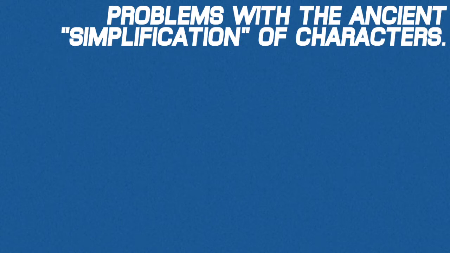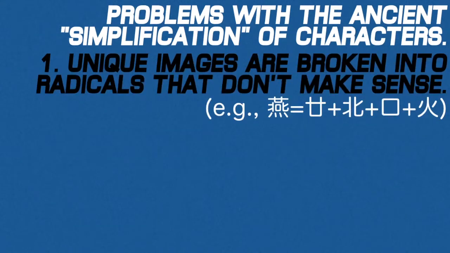So, the ancient simplification of characters presents a few different problems for modern students. As we saw in the first example, unique images that actually show the meaning of the word and might be easy to remember have been broken down into a series of smaller symbols that don't make any sense at all. In these cases, there's no analysis of the symbols that will tell you the sound or meaning of the word. The radicals genuinely don't make sense. They've become an indirect way of sketching the original image, only known from the oracle bones.